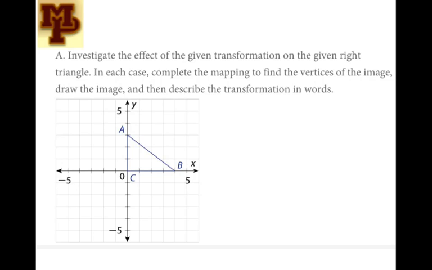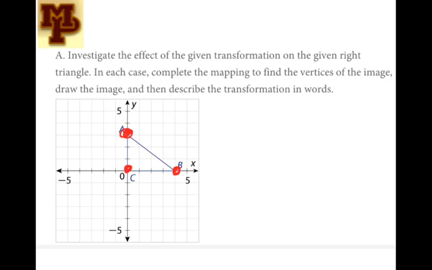This is a picture of a triangle, so go ahead and get a sketch of this. The points are at (4, 0), (0, 3), and (0, 0). So A, B, C. Then we'll perform this particular transformation.